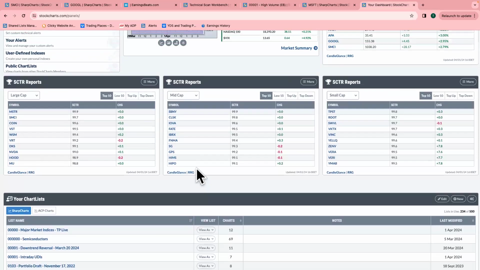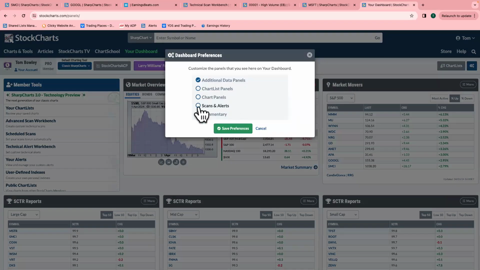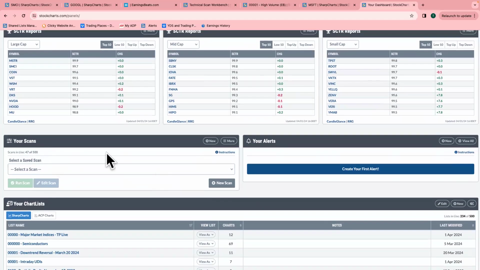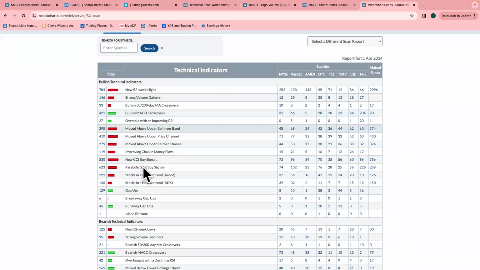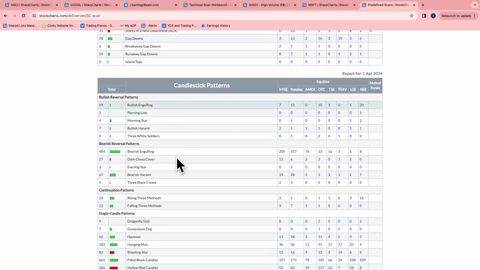I don't see scans anywhere on here. So then I'm going to go over here and click on scans and alerts, save preferences, and then you should find your scans down here. But anyway, click on this more button, and this will give you predefined scans. And if you go down below, you'll see candlestick patterns.